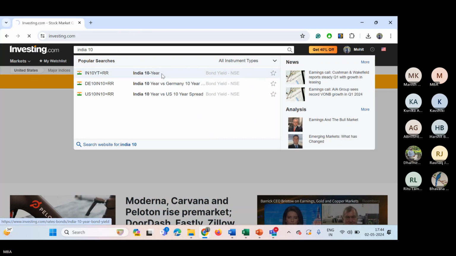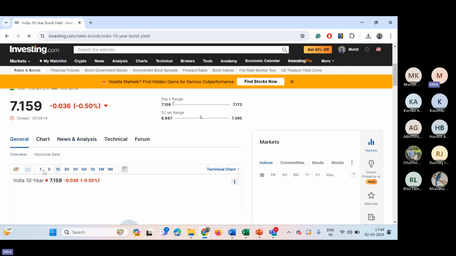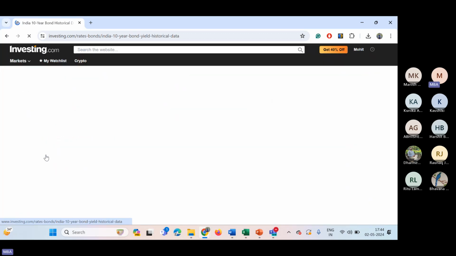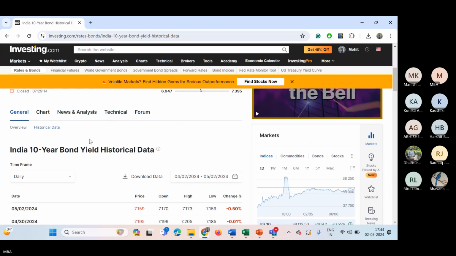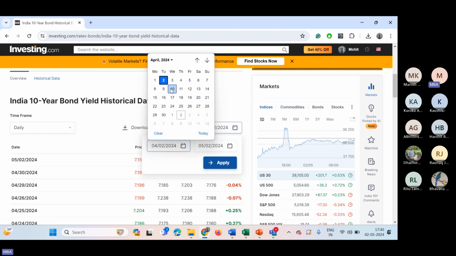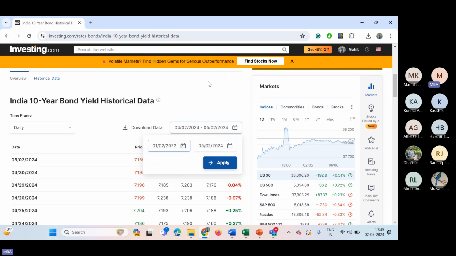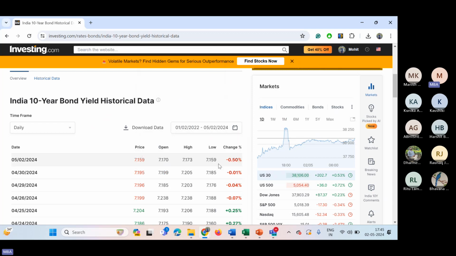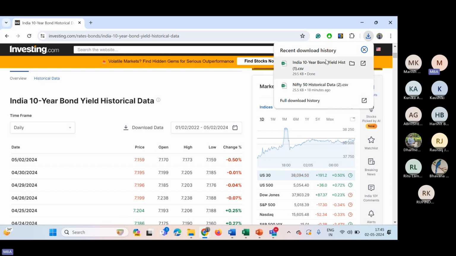Okay, you can see this also. Same steps. I want to see the historical data. See, by the way, what is happening with the India bond. Then you want to see the data from the same time period, or you can take more time also. You can take from January 2022. Same thing, you can download it here and see the values here.